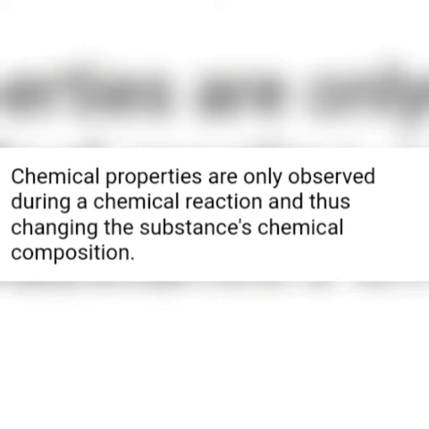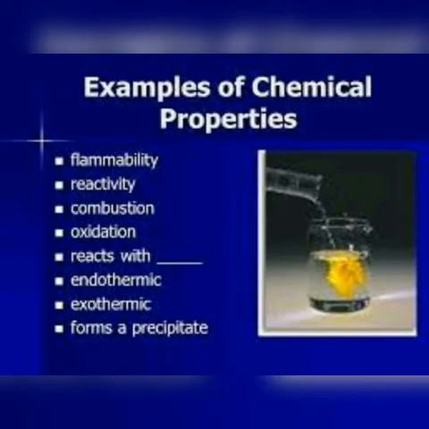Next, we can discuss chemical properties. Chemical properties are only observed during a chemical reaction and thus change the substance's chemical composition. Examples of chemical properties are flammability, reactivity, combustion, oxidation, reaction with acids, bases, etc., endothermic and exothermic reactions, and formation of precipitate. This chapter mainly includes the chemical reactions of acids and bases.